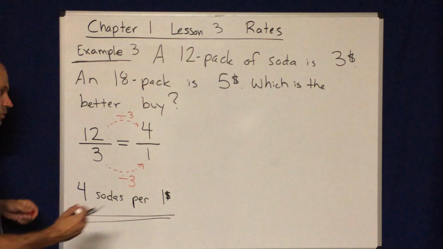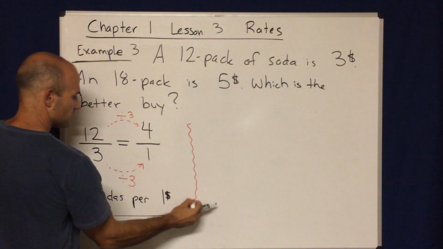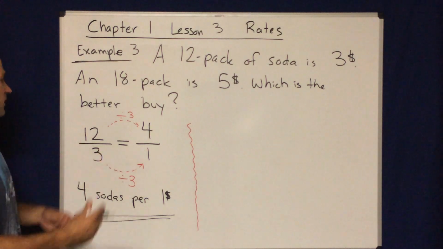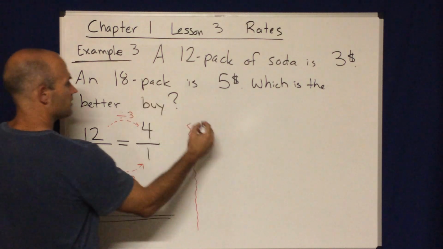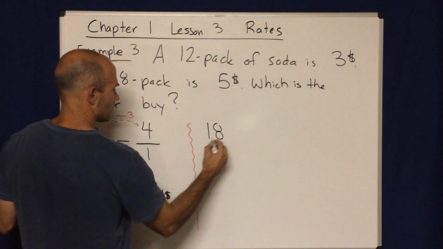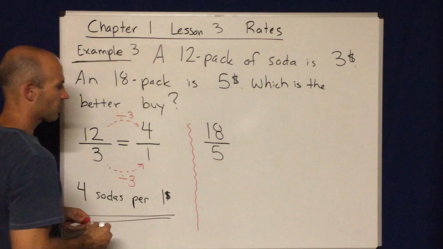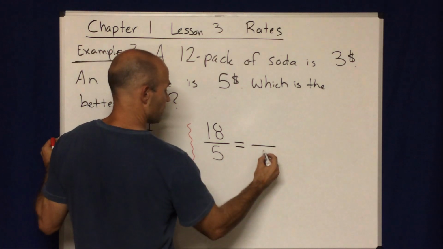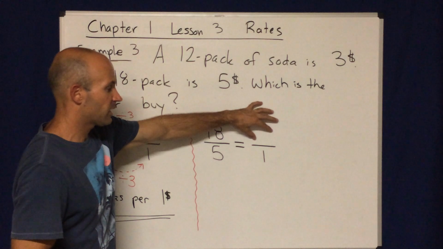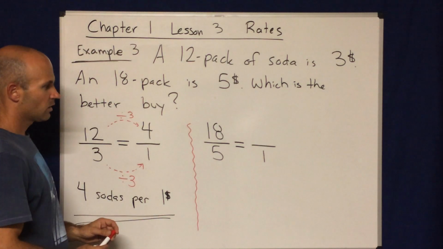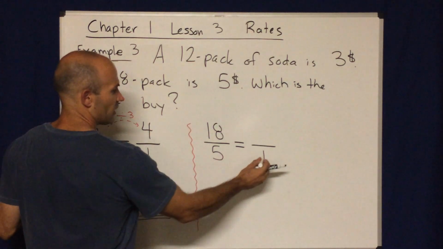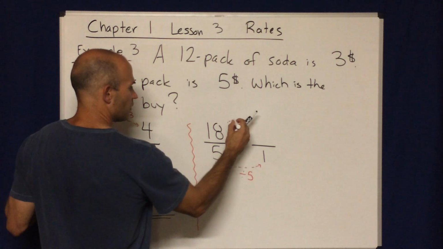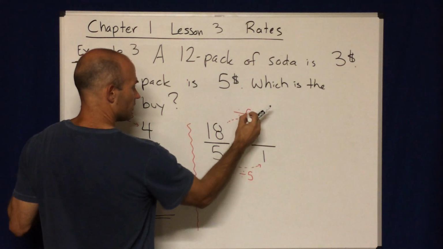And now let's move on to option 2. Pause the video and try it if you haven't done so already. So option 2, 18 sodas for every $5. I'm looking for the unit price, so I want a denominator of 1. How many sodas am I getting for my $1? So to get a denominator of 1, I need to divide 5 by 5, which means I also need to do the same thing to my numerator, divide 18 by 5.